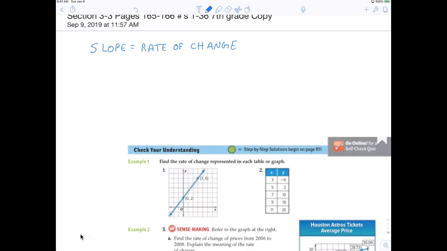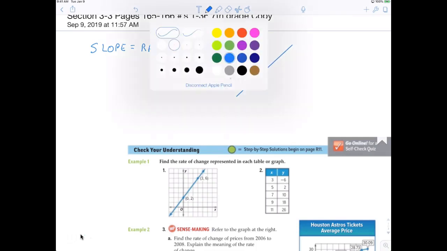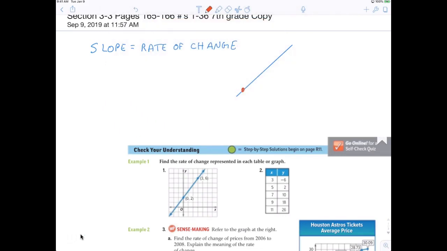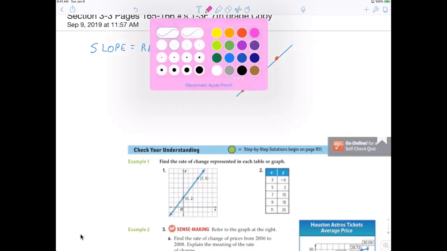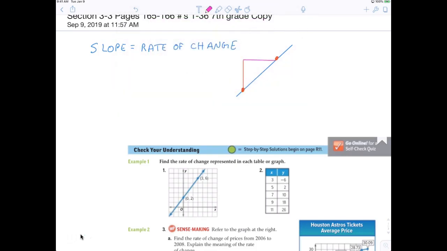Slope is a rate of change. All right? Now, what makes that slope? Here's what I mean by the rate of change. I'm going from one point to another point. That's the rate of change. So what did I do to get from one place to the other? I went up a certain amount, and then I went over a certain amount. That's referred to as its slope.